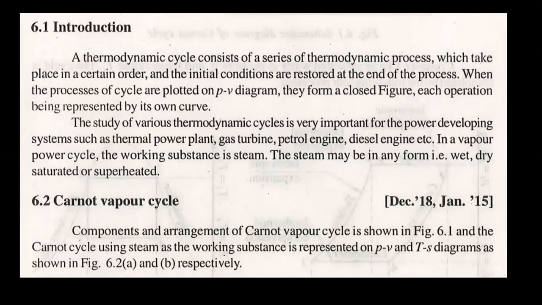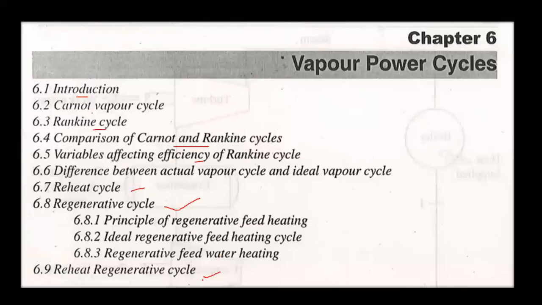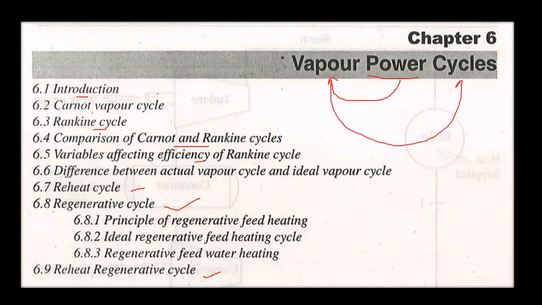So we all know that vapor power plants means the power produced with the help of vapors. So this type of cycle is known as vapor power cycle. Similarly, we study the gas power cycle. In that case, with the help of gases, we generate the power.